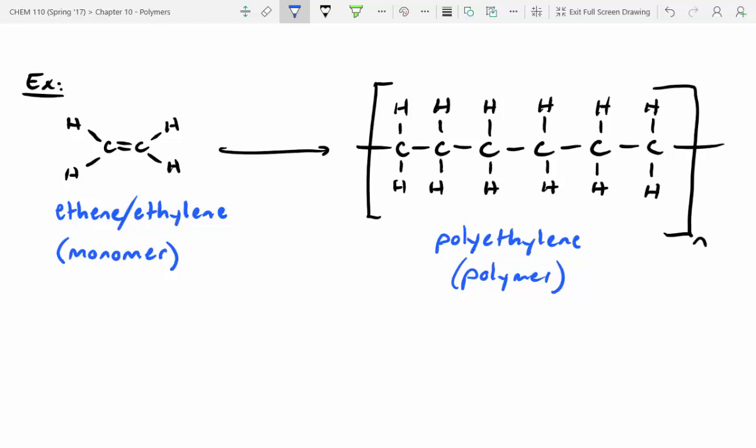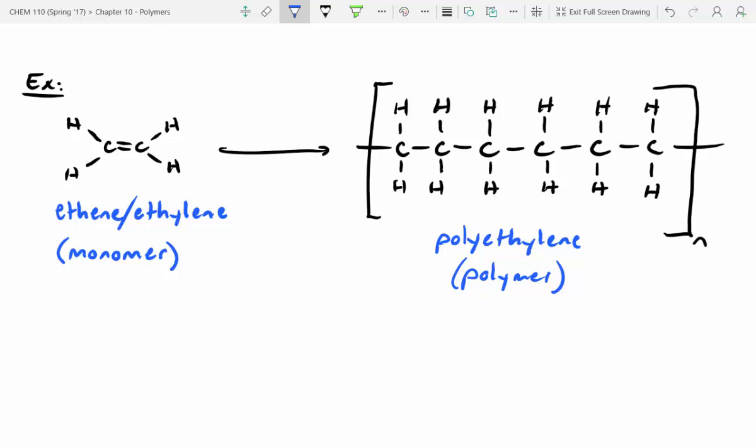Yep. So does it still have the ene suffix if it's only single bonds then? Yeah, it's weird. Because it's made up of ethylene monomers, the suffix stays, so it's still polyethylene. How would you know that? I'm not going to be picky about naming it. I just wanted to show you guys what polyethylene looks like.